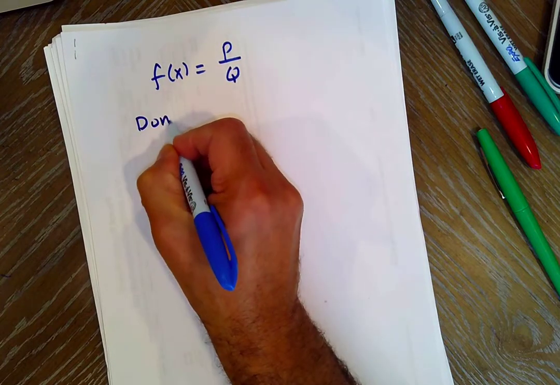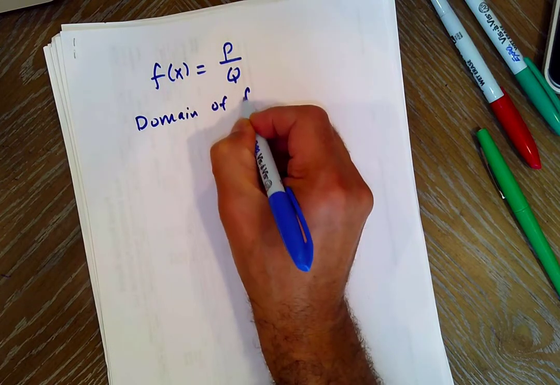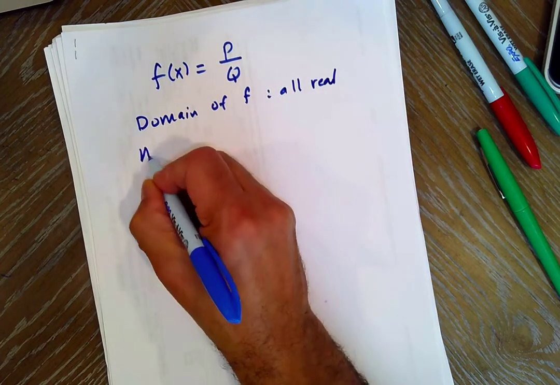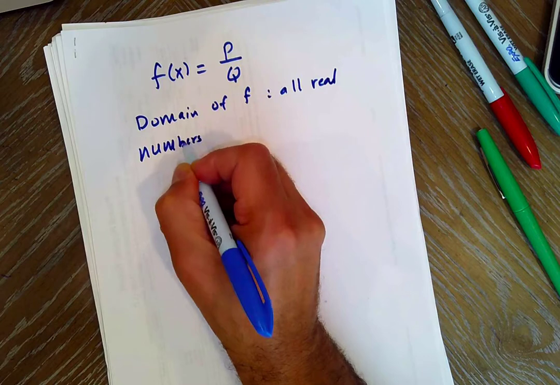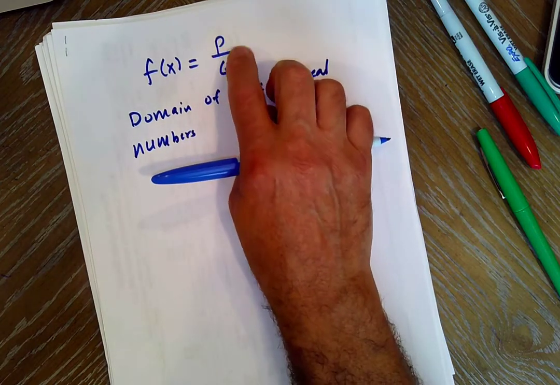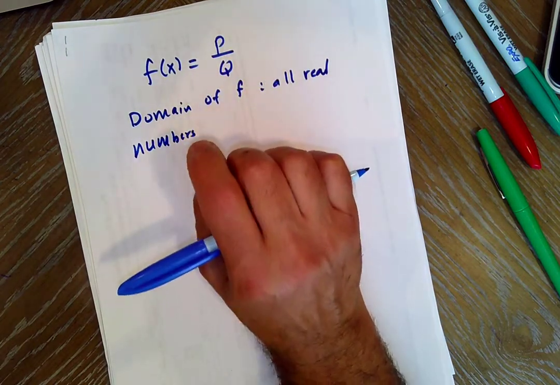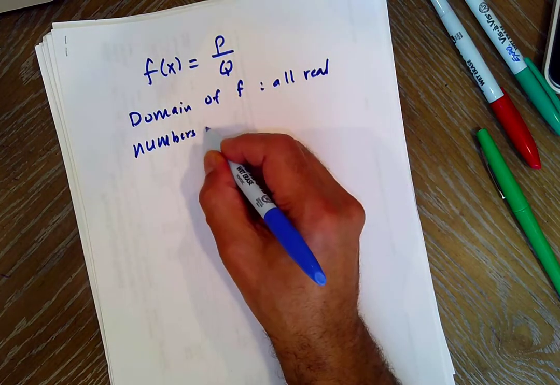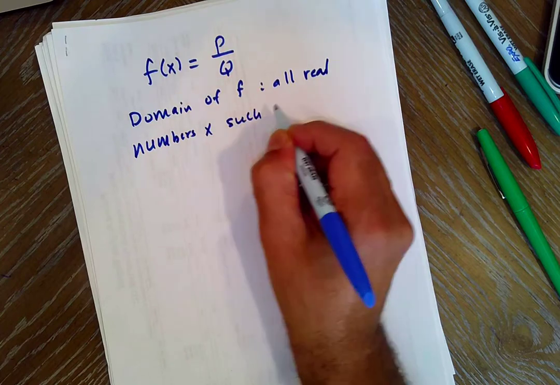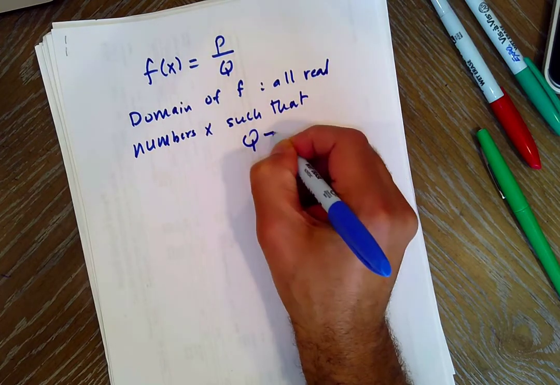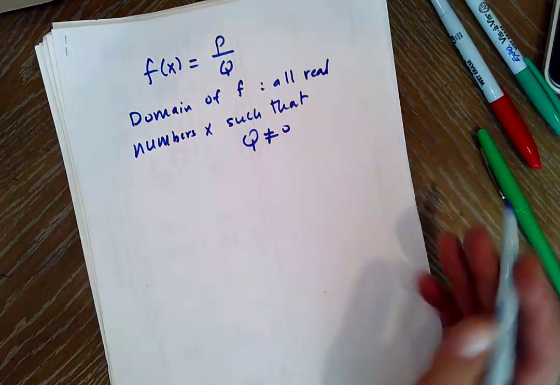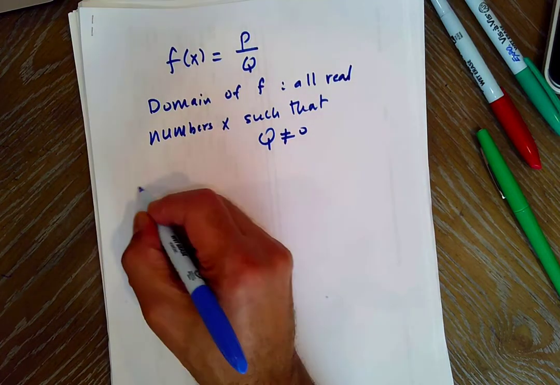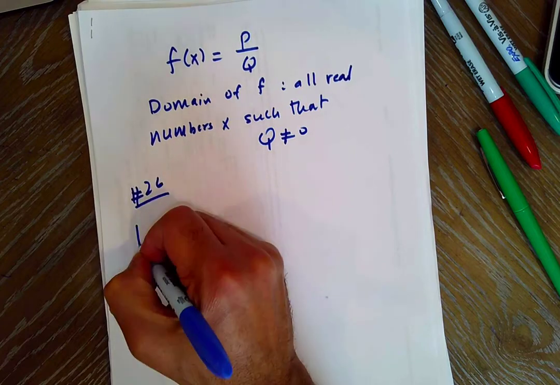So what's the domain? Domain of this function is all real numbers. Remember, any x will be in the domain as long as when you plug it in, you can get a y value. For x to be plugged in and get a y value, we get all real numbers x such that q is not 0. Because if q is 0, it's undefined. Okay, a fraction is undefined when its denominator equals 0. So let's explain that with some examples.